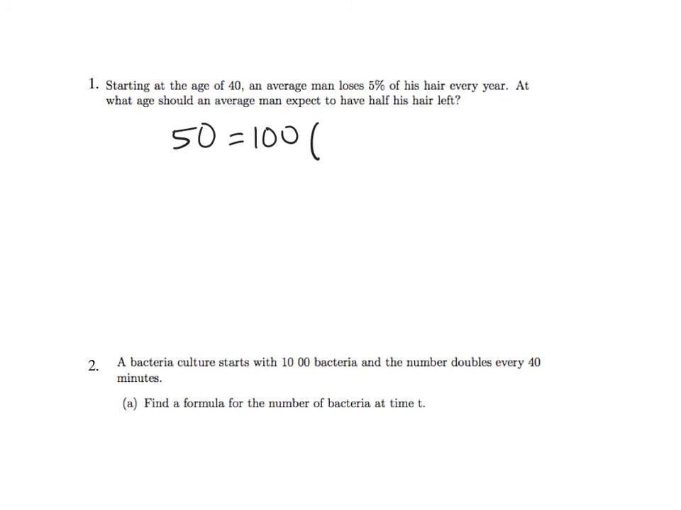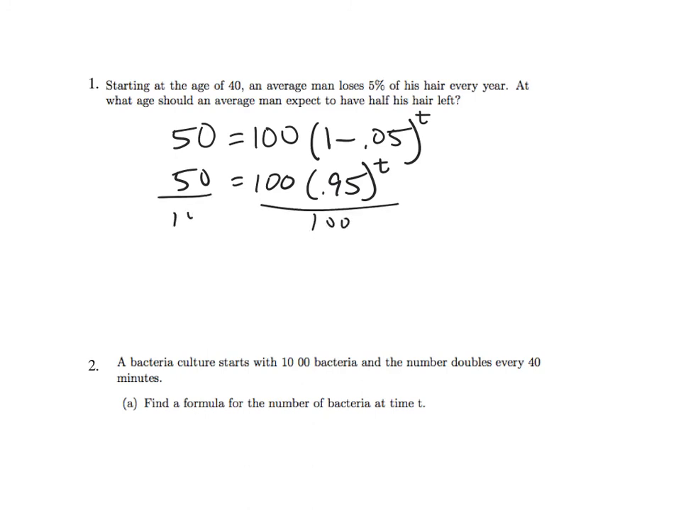And we're going to say that he starts off losing, and then we're going to put this to the year, so we'll say t, right? So basically, we haven't really looked at it this way, but this is decay, and 0.95 means a 5% loss. So I'm going to divide both sides by 100. That gives me half equals 0.95^t, and then I'm going to use logs.